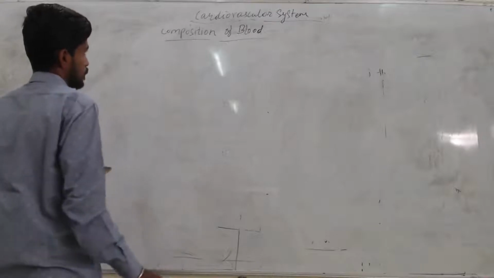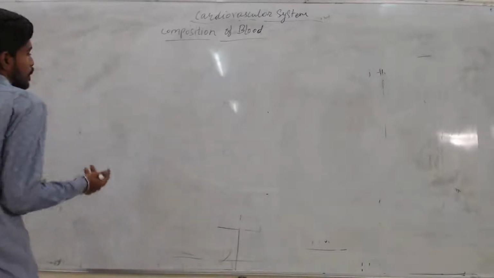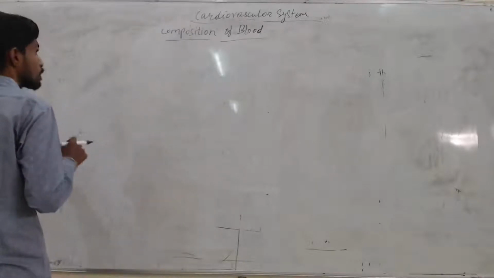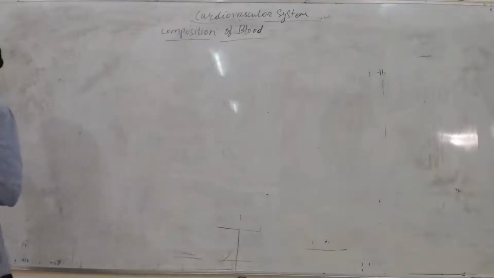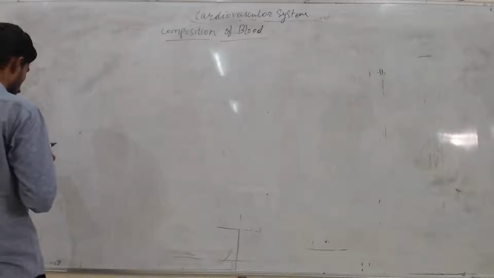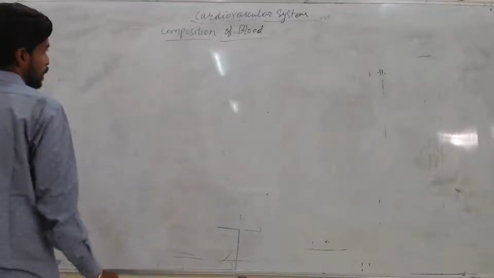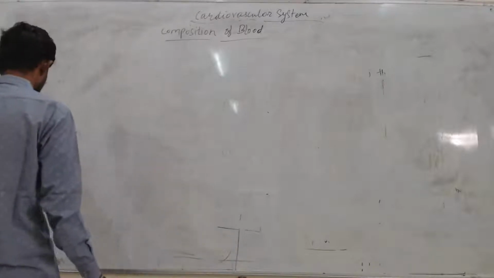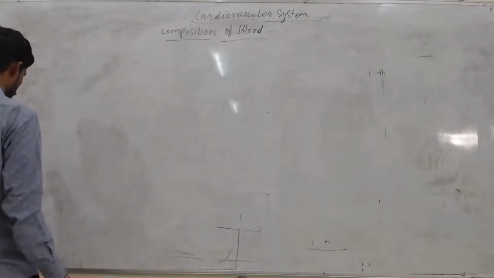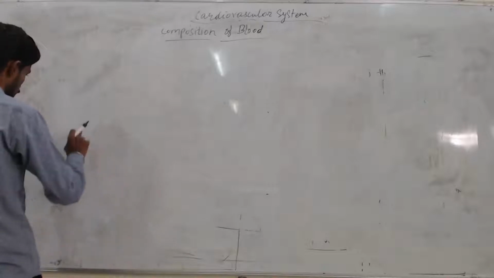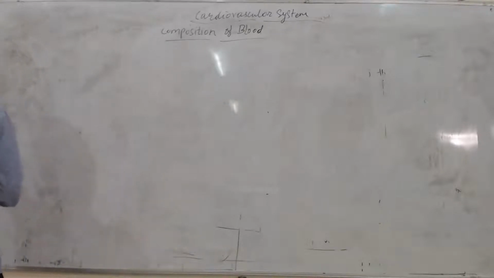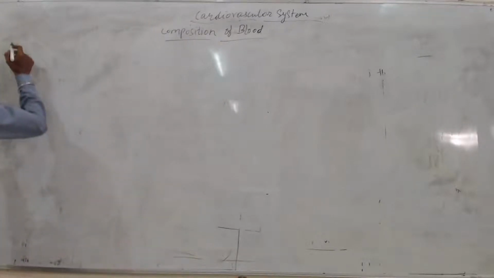Today we are going to discuss the cardiovascular system. In the cardiovascular system, we are studying the composition of blood. What are the components which make up blood, what is the function of the blood, what are the materials needed to produce blood, and so on. Blood is the fluid connective tissue present in the vertebrates.